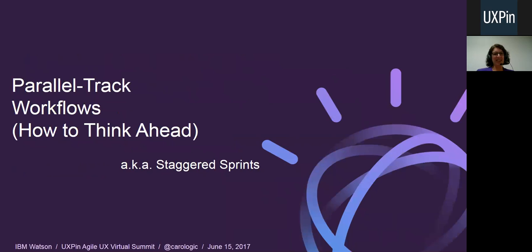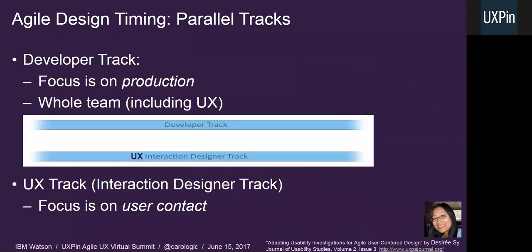So I want to talk a little bit about how to actually get this work in the Agile system. There are different ways of looking at this. I really prefer the parallel track workflow or staggered sprints, depending on how you think about it. But the idea here is to be able to make space for thinking ahead and for doing this work. And this is something that Desiree Tsai wrote about in her article many years ago in the UXPA journal, JUS, the Journal of Usability Studies.